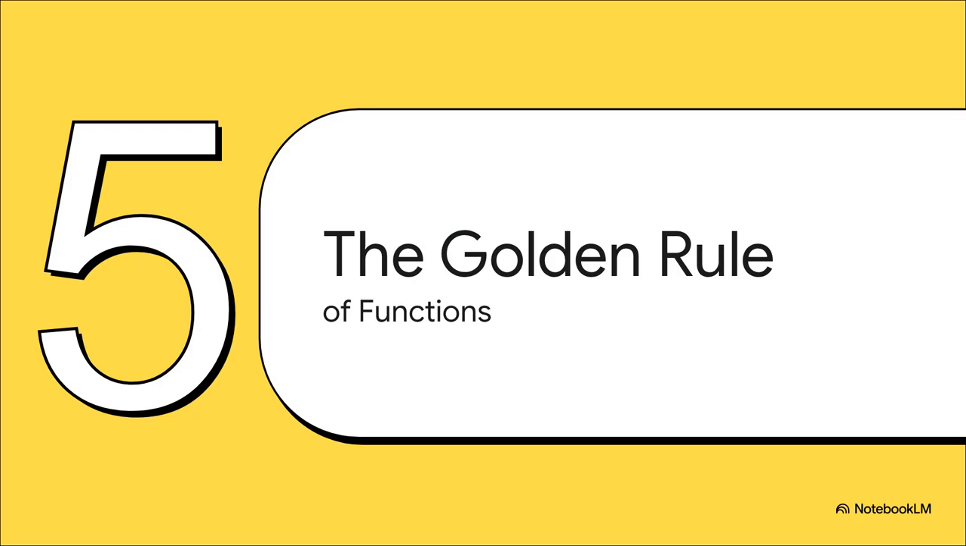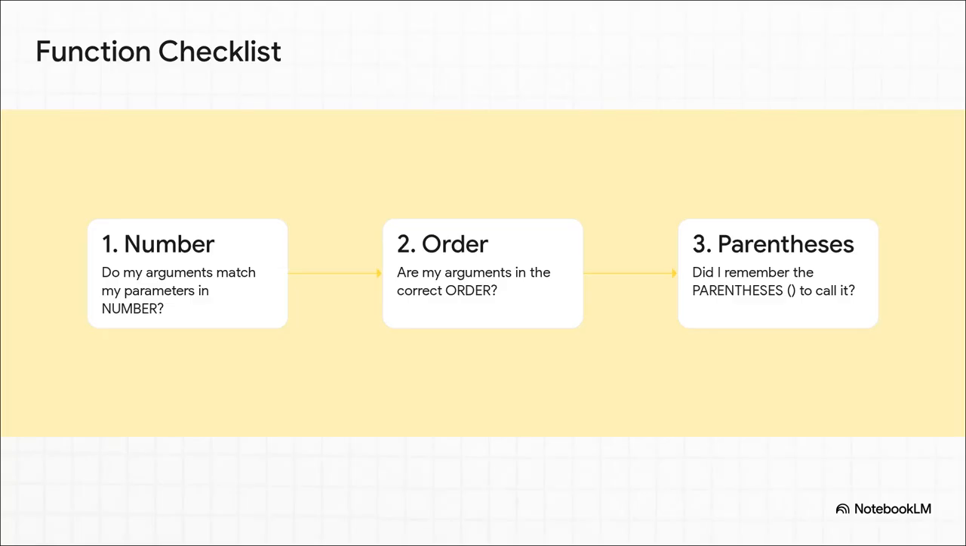So we've cracked 3 different cases and found 3 major clues. Now let's put it all together into one simple golden rule. Or maybe a better way to think about it is a checklist you can run through every single time you use a function. And here it is, your 3-step function checklist.